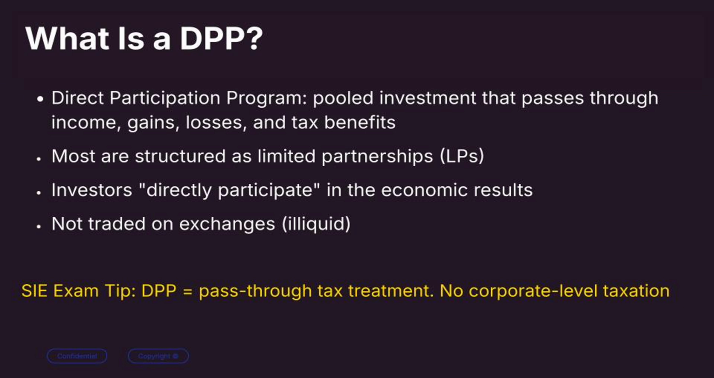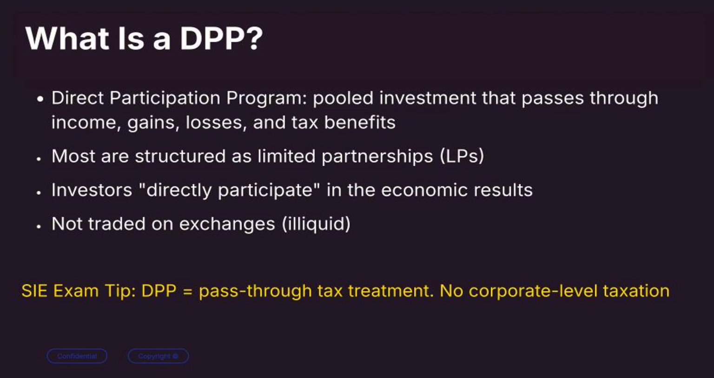A direct participation program is a pooled investment vehicle. What makes it special is the word pass-through. Income, gains, losses, and tax benefits flow directly to the investors, instead of getting taxed at the entity level first. Most DPPs are set up as limited partnerships, which we will break down on the next slide. Investors are called participants because they directly share in the economic results, both the upside and the downside.